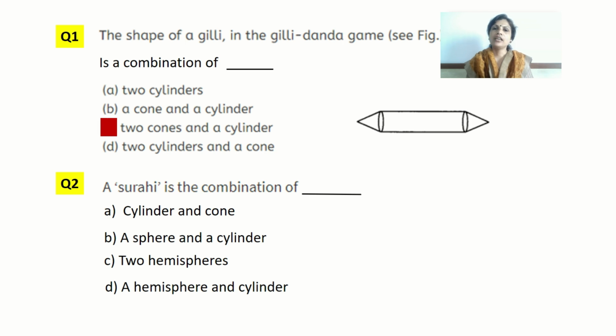Next is a surai is a combination of. I hope you all have seen surai. Matka and surai we use for storing water so that it remains cool. So surai looks somehow like this. And the lower part of the surai is a sphere and the upper part is cylindrical. So it is a combination of a sphere and a cylinder. So such type of questions, we can call this as identifying the shapes or figure based questions. So you can prepare yourself like this.